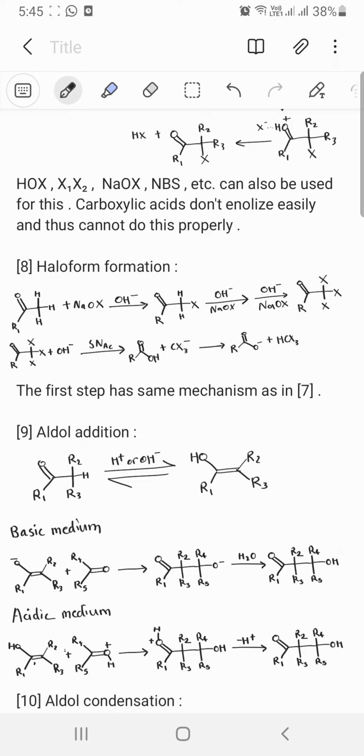Haloform formation. Yes, this I think I have seen somewhere. Right. So OX minus, that's what we are using. Good. So OH minus over there, I use this thing. Oh. Right.